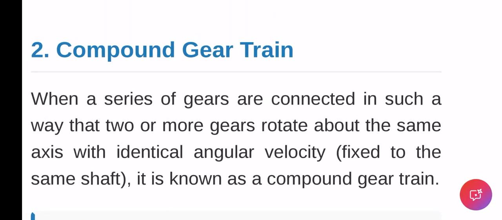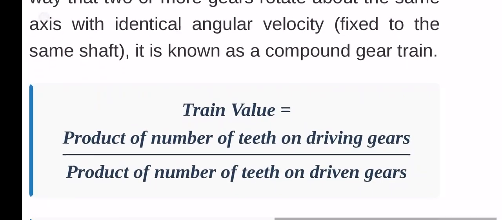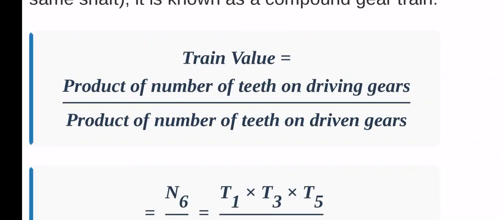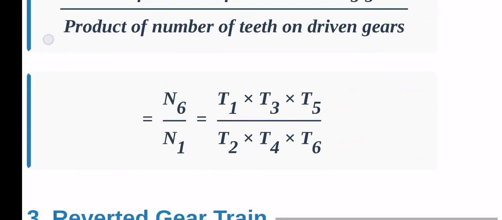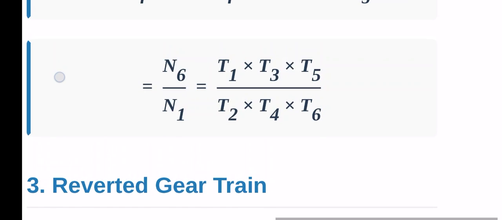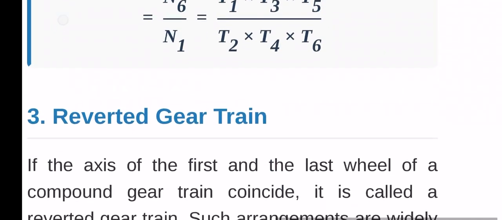Compound gear trains. When a series of gears are connected in such a way that two or more gears rotate about the same axis with identical angular velocity, fixed to the same shaft, it is known as a compound gear train. Train value: product of number of teeth on driving gears by product of number of teeth on driven gears. N6 by N1 is equal to T1 into T3 into T5 by T2 into T4 into T6.